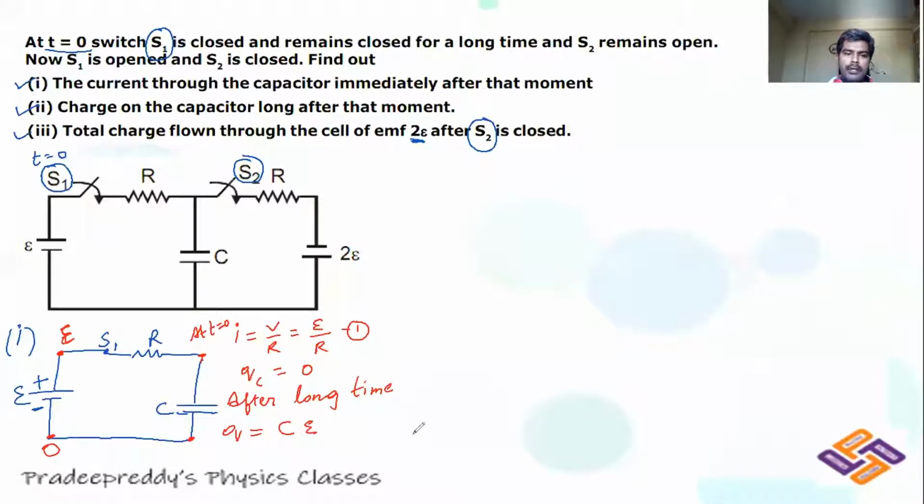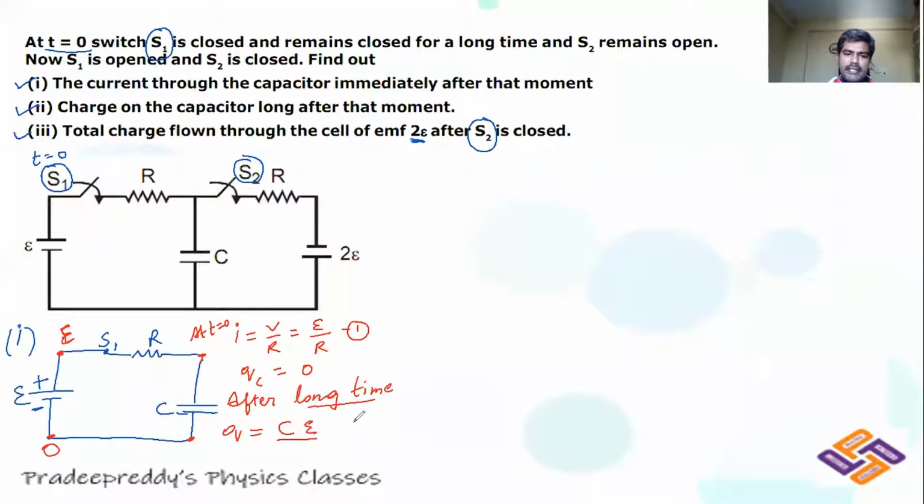So I hope you have understood the concept, because after a long time the current in the resistor becomes 0. Therefore, the voltage dropped across this resistor becomes 0. Therefore, the total voltage is being dropped across this capacitor. Total voltage is E. That's the reason why I am taking Q equal to CE. That is what is actually happening initially.